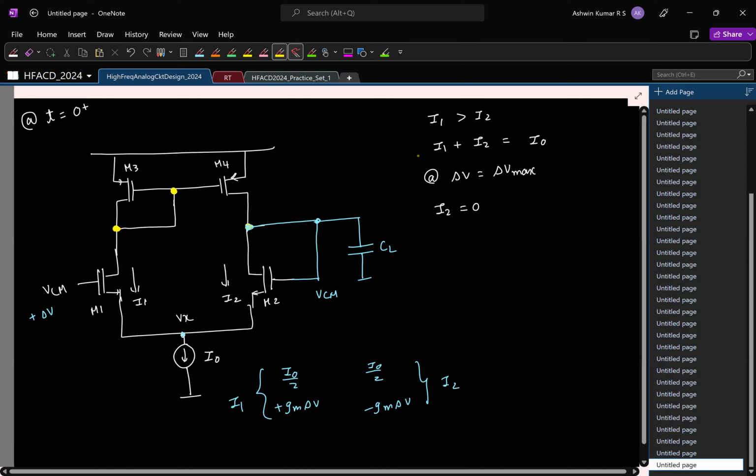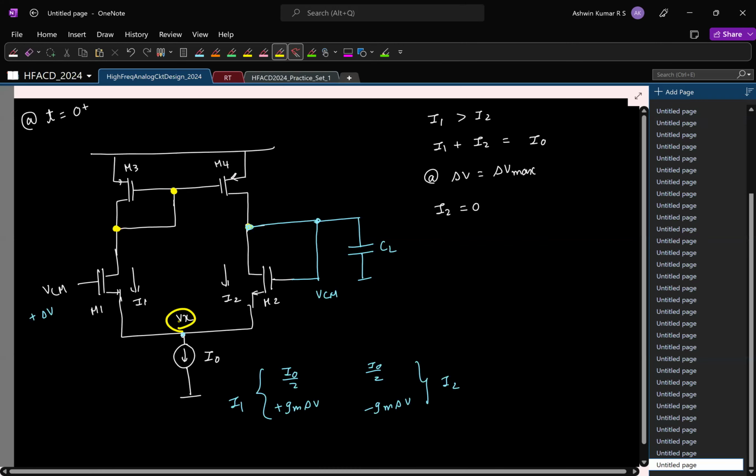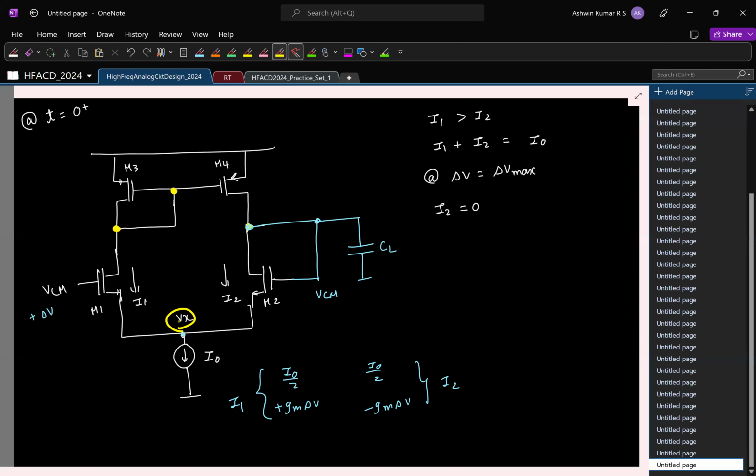But considering the equation, k times the VGS, the VGS for M2 isn't changing. No. Why not changing? What happens to Vx? That we have not computed, but that's going to change. That's how it happens.